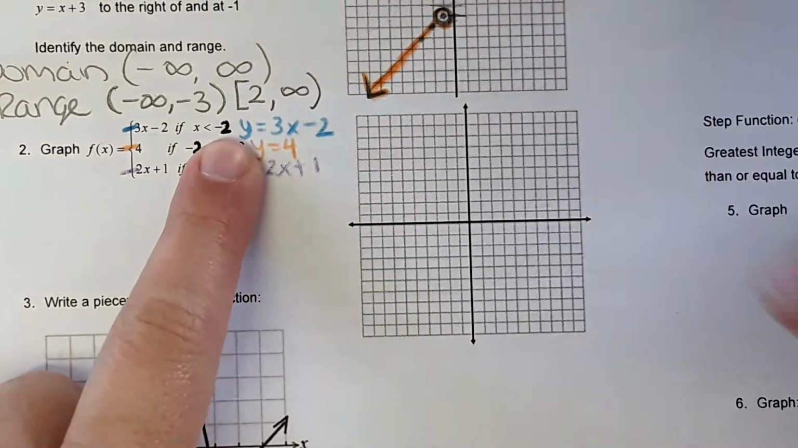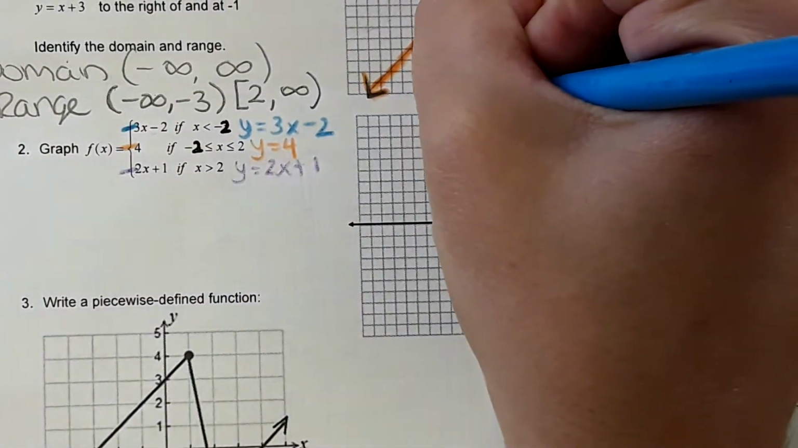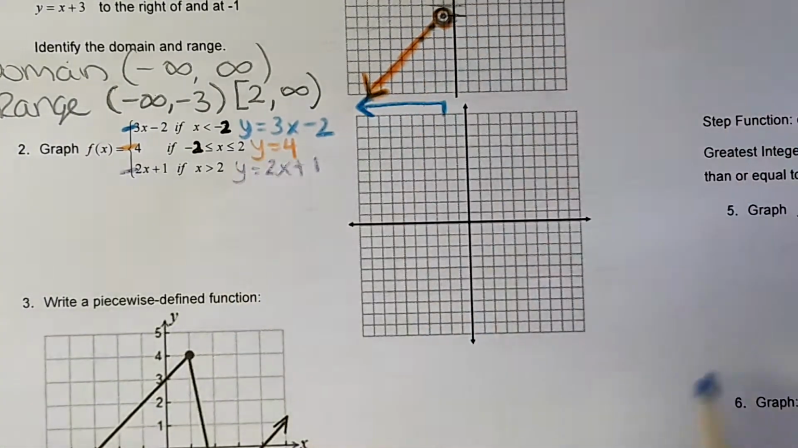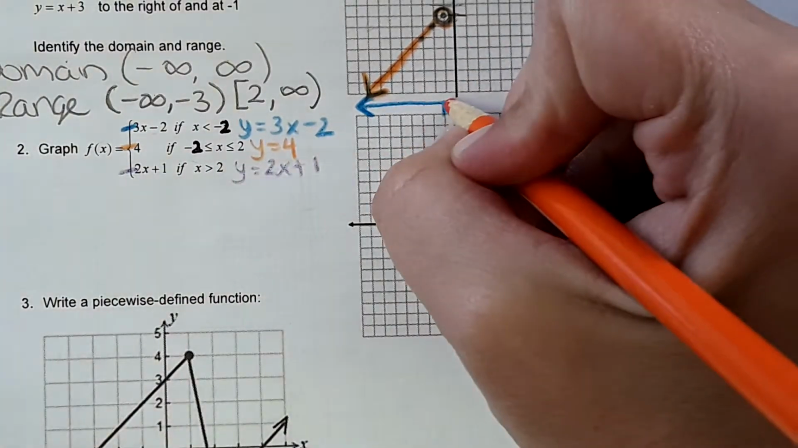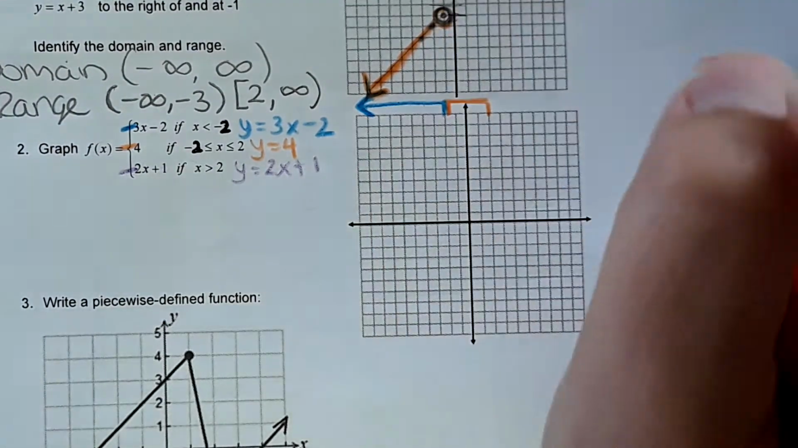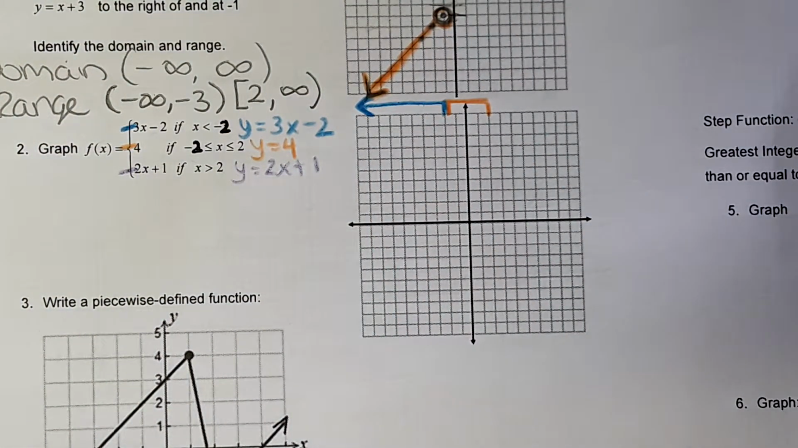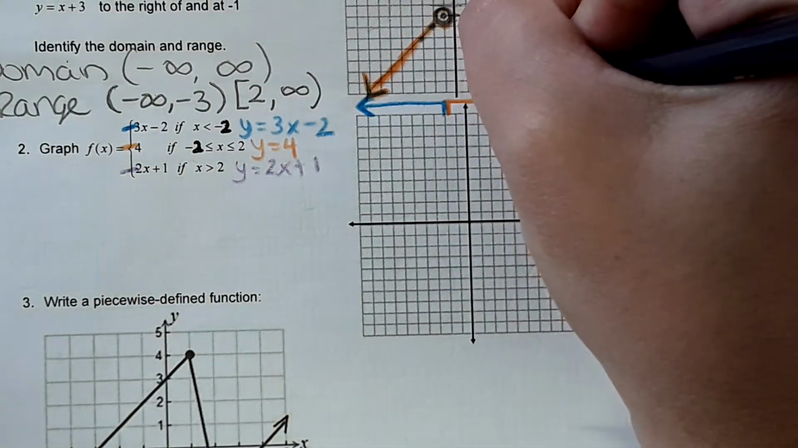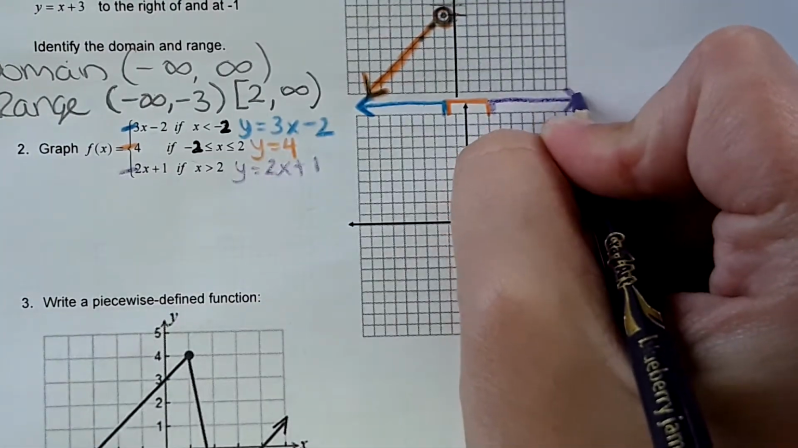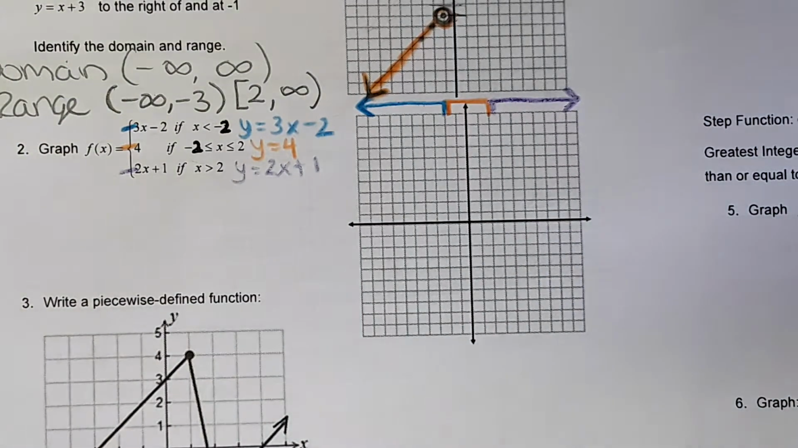Okay, so for blue, x is less than -2. So anything less than -2. And for orange, it's from -2 to 2. And then for purple, x is greater than 2. Here's our sections.